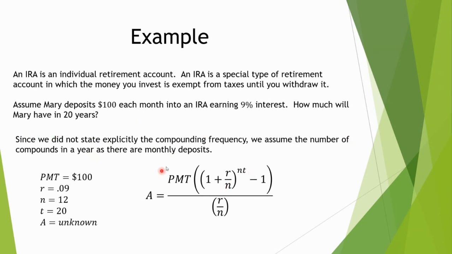Okay, we're going to use that formula, which is here. But to use a formula, we need the parameters, right? Well, we're given her monthly deposits are $100 each. That's what PMT is going to be. Our R is 9% as a decimal, so that's 0.09. N is 12. Why is that? We're assuming it's being compounded 12 times a year. We want to know how much she's going to have after 20 years. So T is 20, and A is our unknown.